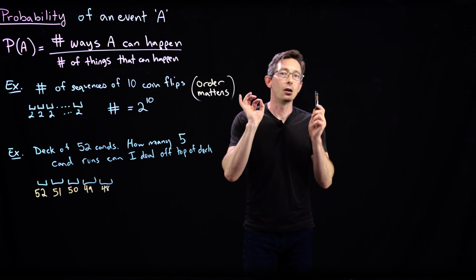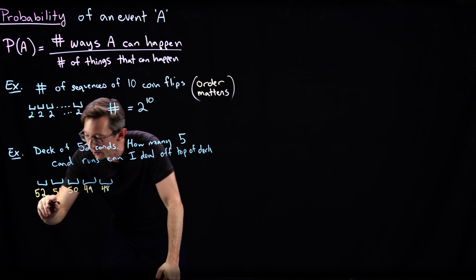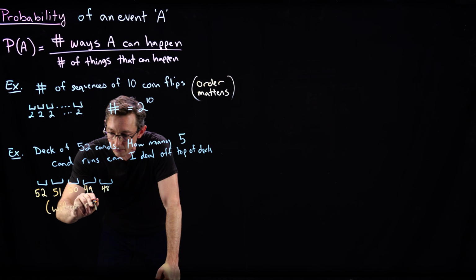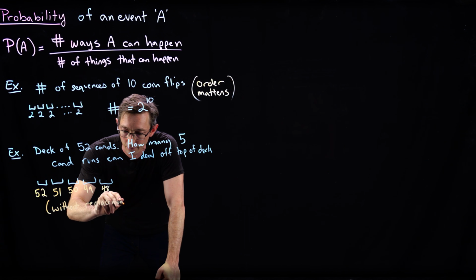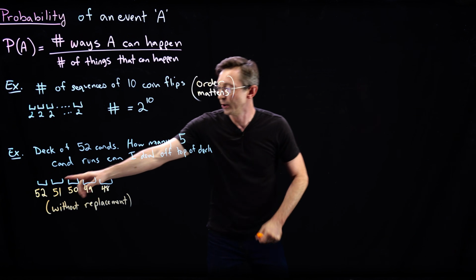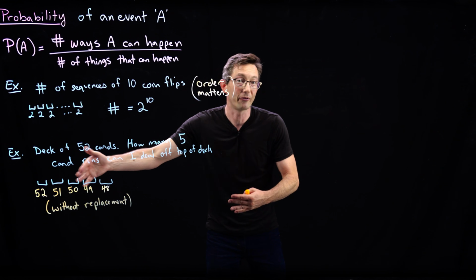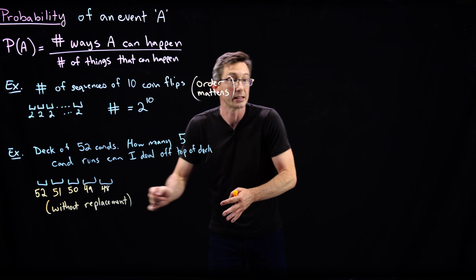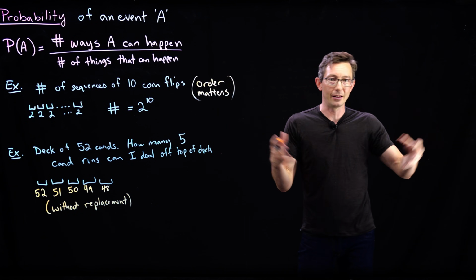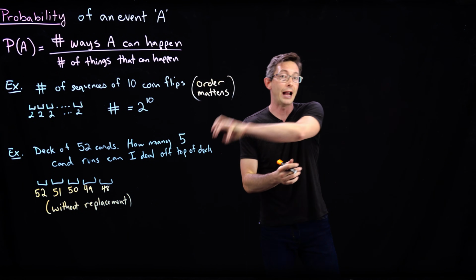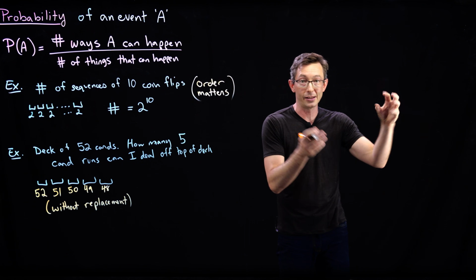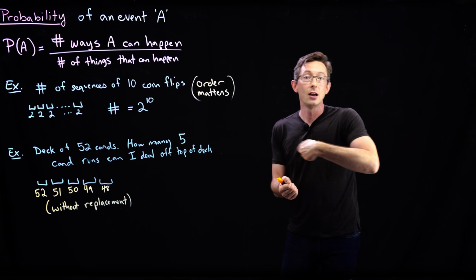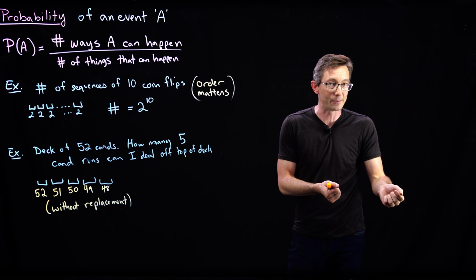This is called without replacement. I'm going to put this in parentheses because this is really important. Without replacement. You'll notice that for each sample, the pool of things I'm sampling out of gets smaller and smaller. Like in the Powerball lottery, when you pull a number out, it doesn't get replaced, and so the pool gets smaller and smaller. Dealing cards is typically without replacement.